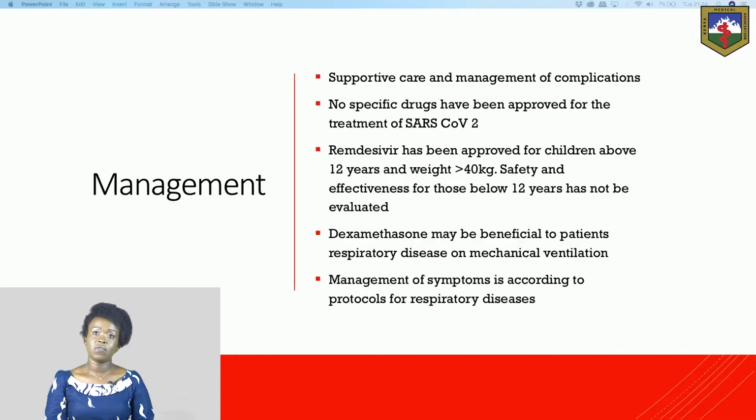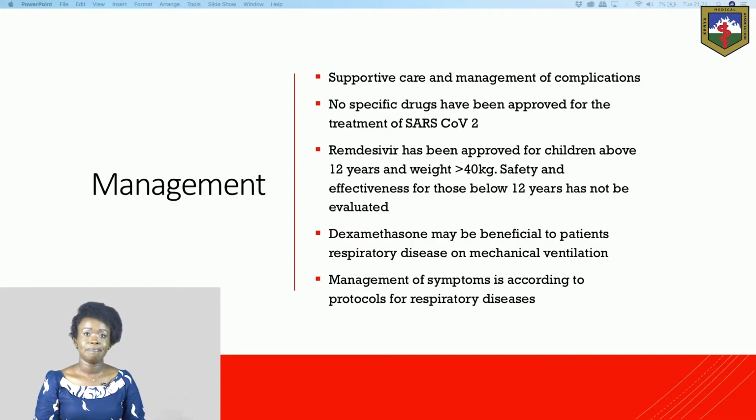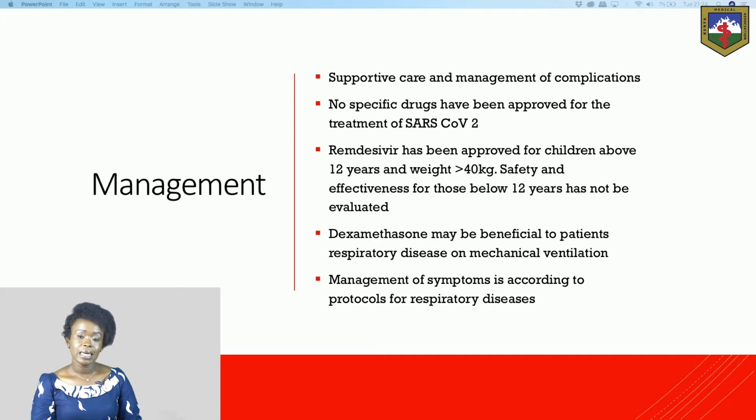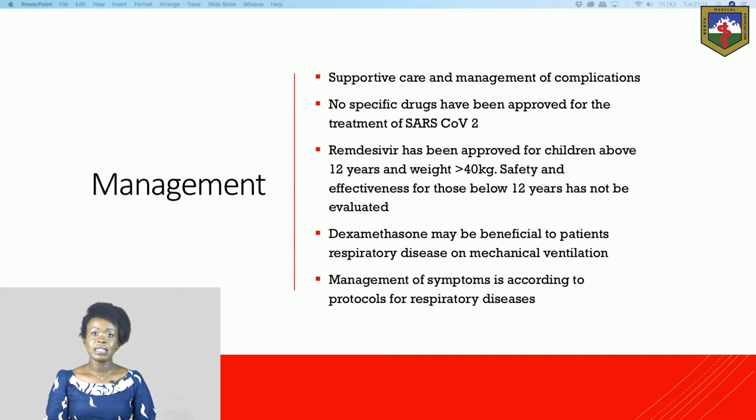Management of COVID-19 in children is mainly supportive care and management of complications. There are no specific drugs that have been approved for the treatment of SARS-CoV-2 as of now. However, there are some drugs that have been approved by the FDA, which include remdesivir, which has been approved for treatment of SARS-CoV-2 for children who are above 12 years of age and more than 40 kilos body weight. The safety and effectiveness for those who are below 12 years has not yet been evaluated.